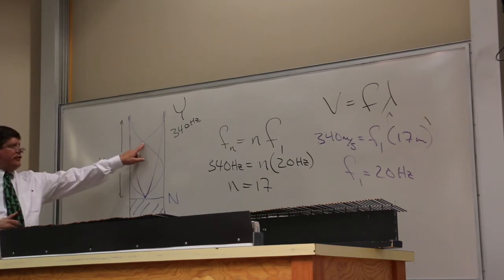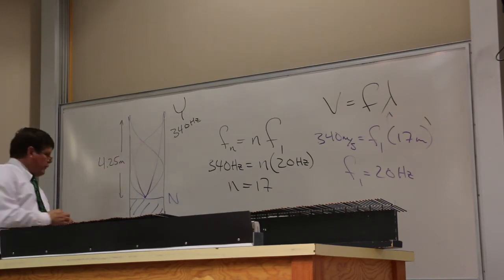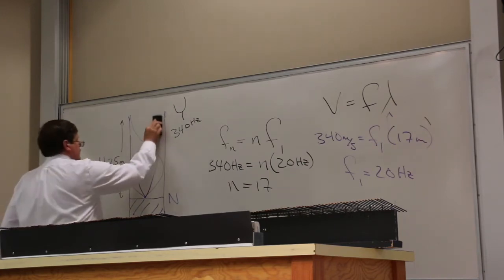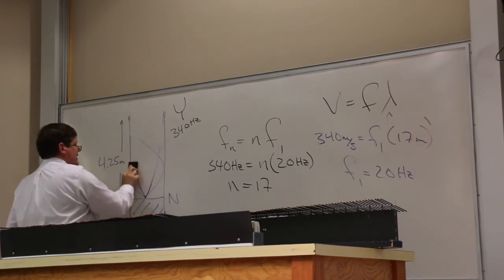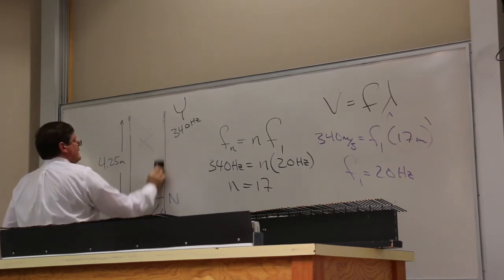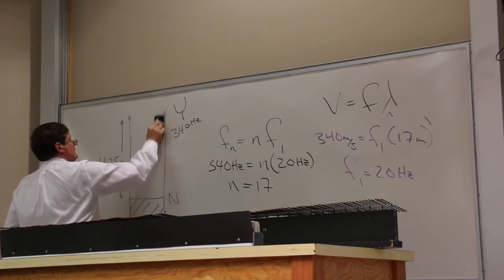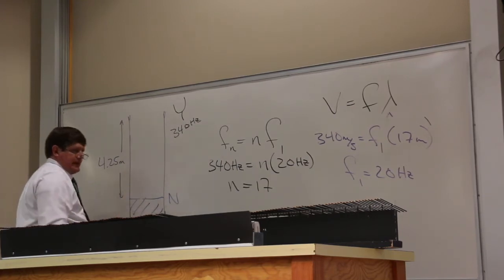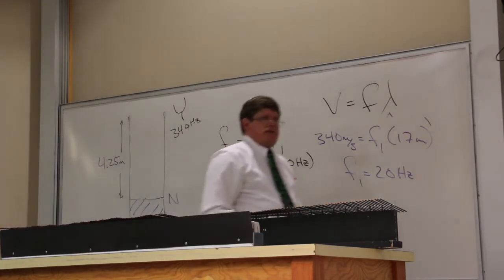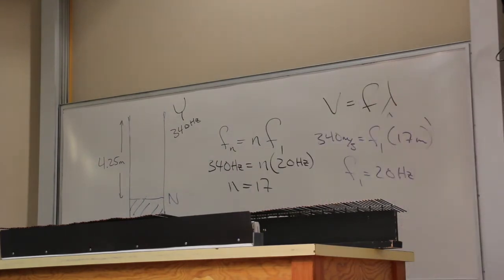Now that's what the third harmonic looks like. What would the 17th harmonic look like? How would you draw that? How many footballs would be in the tube? Talk to your neighbor. What would the 17th harmonic look like?